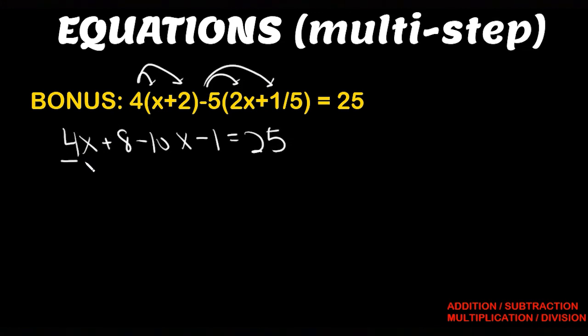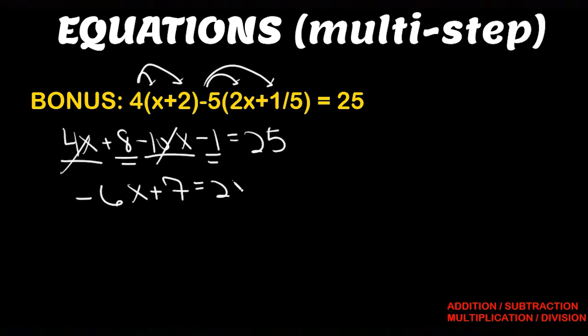So my like terms are right here and here, and also here and here. So I'm going to combine 4x and a negative 10x. That would give me negative 6x. I like to cross them out so I know that I'm done. Okay. And right here, I do 8 minus 1. I get plus 7. Okay. All equal to 25.